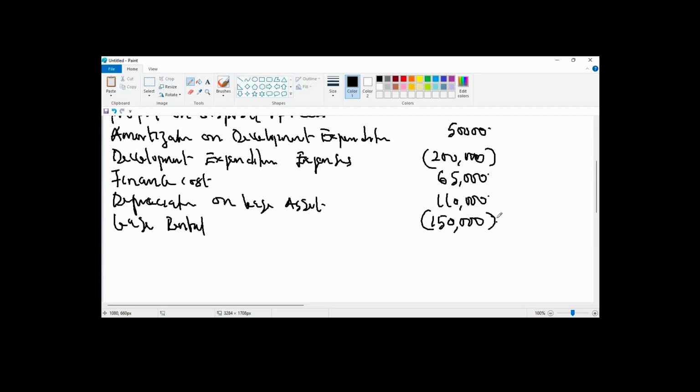As we go, interest on borrowing of 10 million by 0.08, I will remove it. 800,000 will be removed. It's an expense.